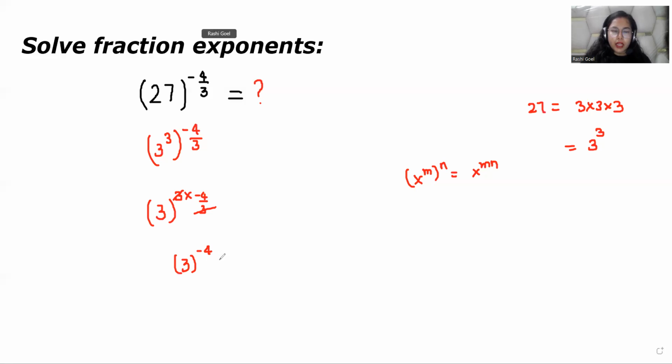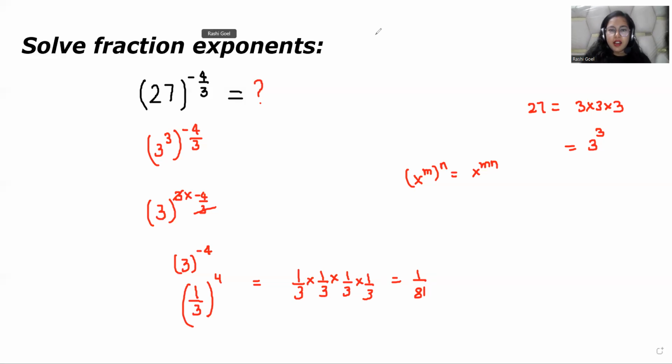If we have a negative power, we can write the number as its reciprocal. So 1 by 3, and the power converts to a positive sign, 4. So we can write 1 by 3 times 1 by 3 times 1 by 3 times 1 by 3. That is 1 by 81. That's how you can solve fractional exponents.